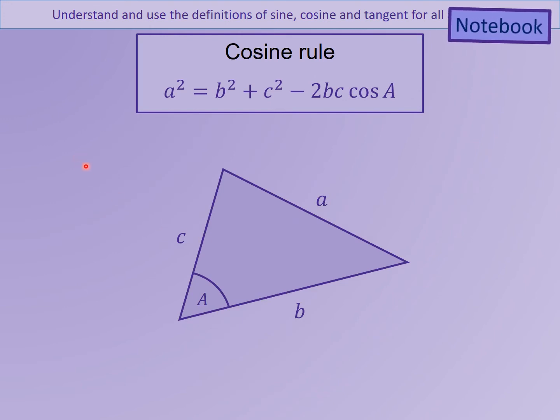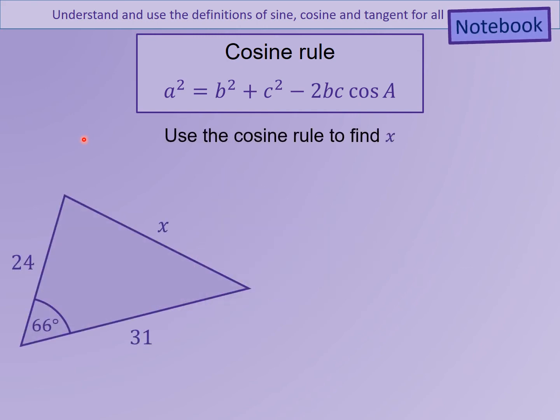So feel free to write that rule down now in your notebooks, and we'll have a look at a couple of examples of when we can use cosine rule to find either the length of a side or the size of an angle. So here's our first example.